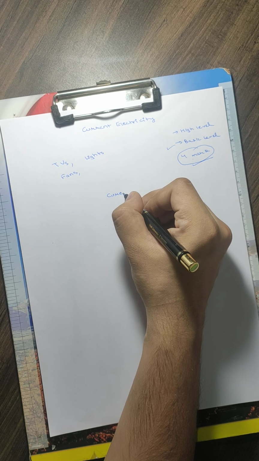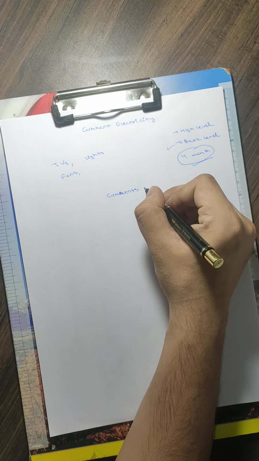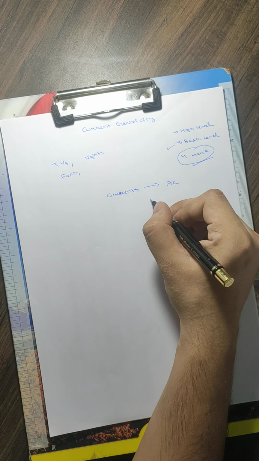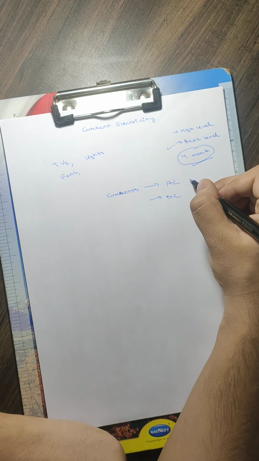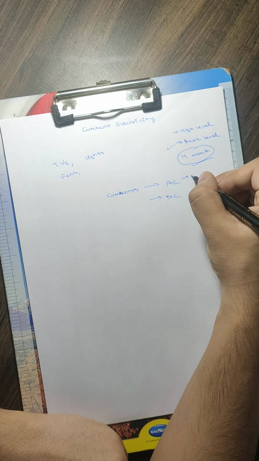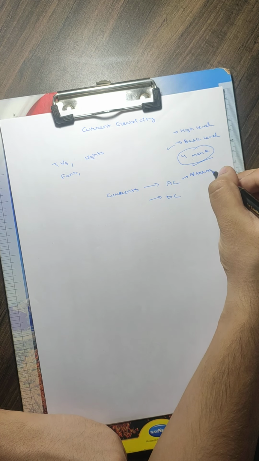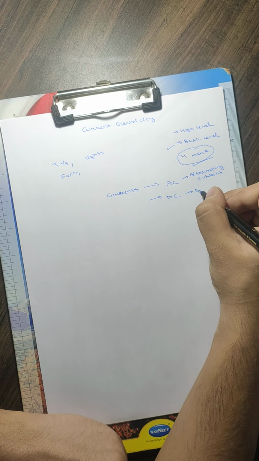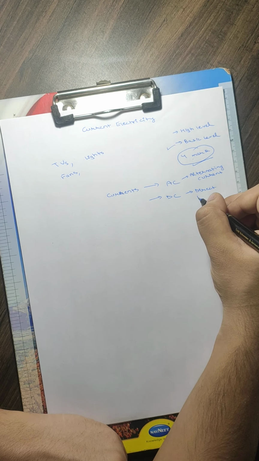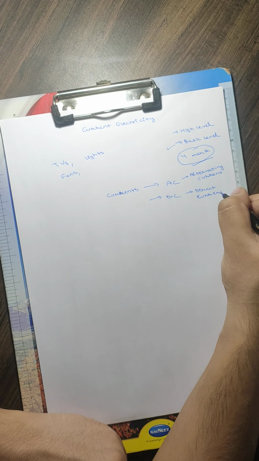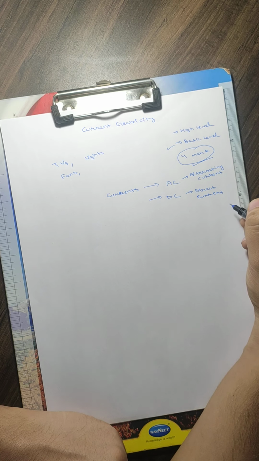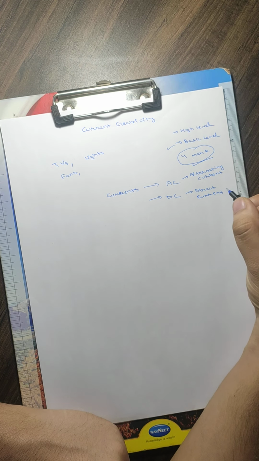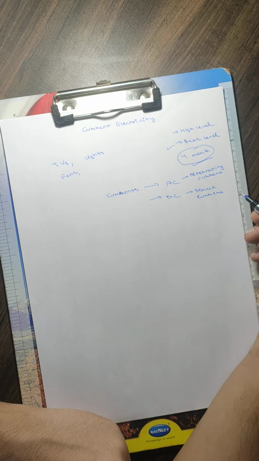So there are two types of currents: AC and DC. AC is alternating current, and DC is direct current. The current that we get in our homes for our fans and ACs is AC current, and DC current is the current we get from batteries and cells, for example in our toys or remote controls. Okay.